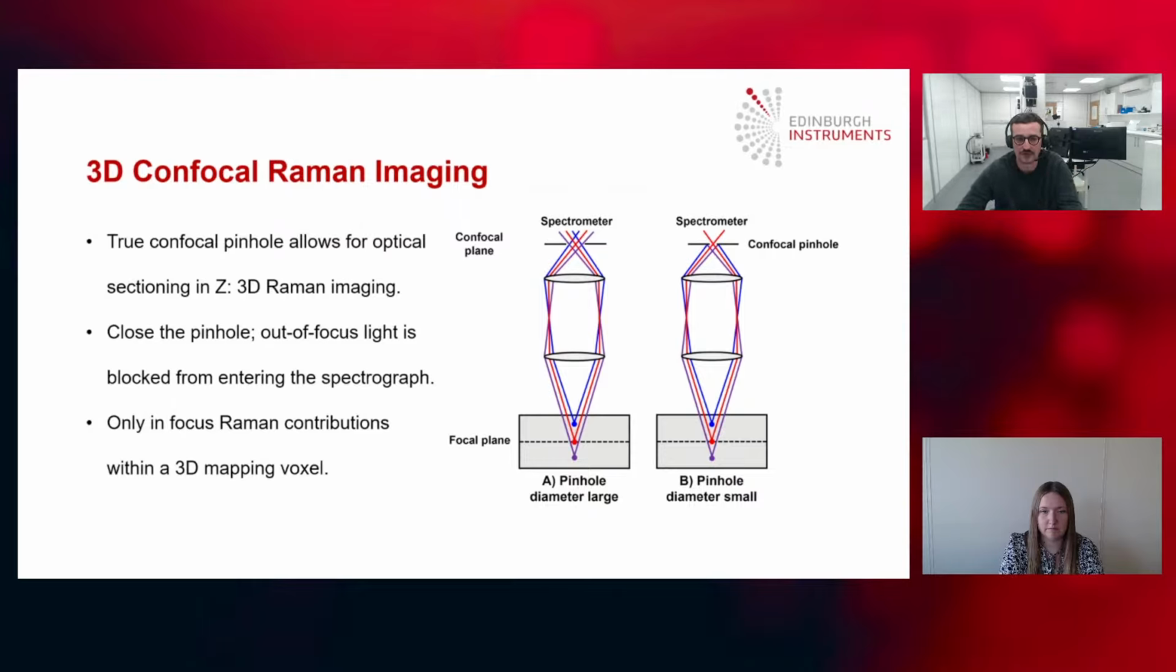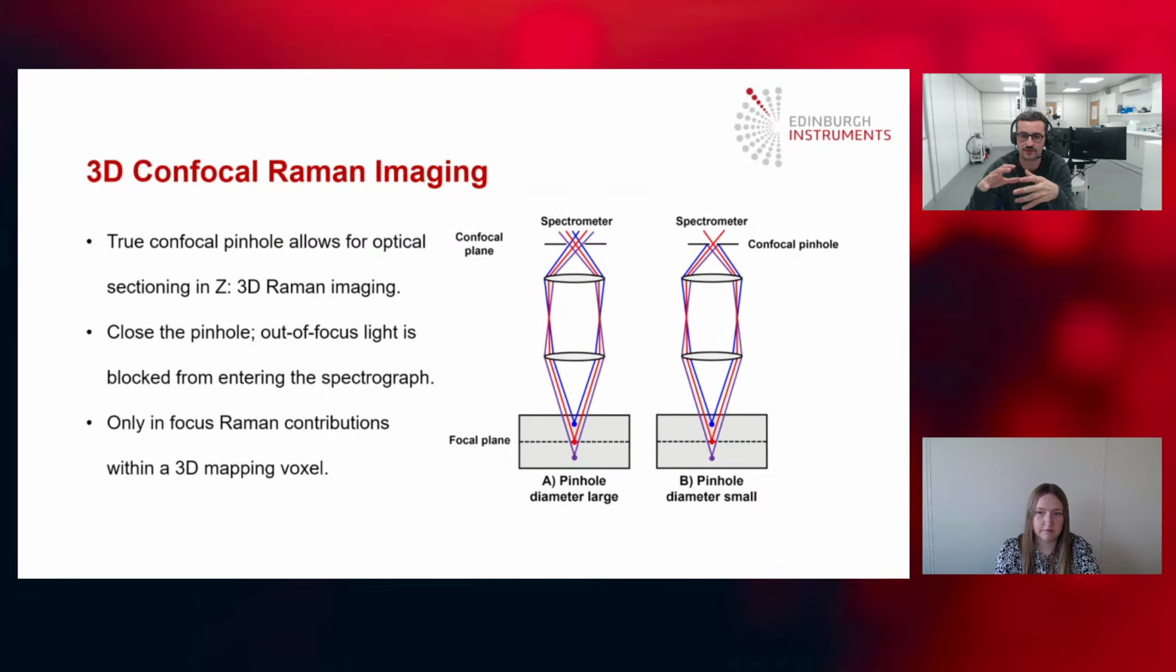If you look at the image on screen, on the left-hand side, image A, when the pinhole's open, light that's generated from above and below the focal plane is allowed to enter the spectrometer and be detected. That means that the spectrum you detect is essentially polluted by Raman PL signatures from structures that are outside your focal plane, which you don't want. It's problematic if your structures are small, and if you want to know the true dimensions of your structures in Z.